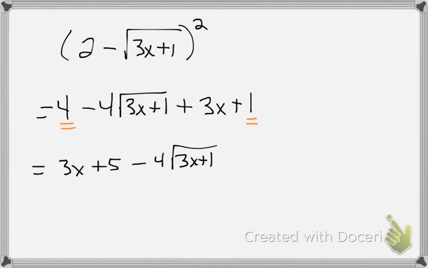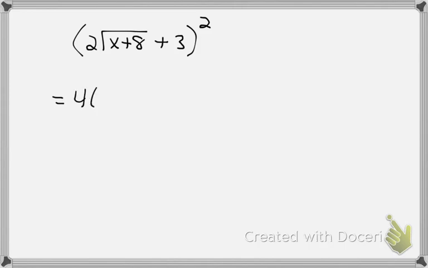Let's try one more. What if we have 2 square root of x plus 8, plus 3, all squared? 4x plus 8. All right. So when I do my a squared, the 2 is not under the radical, right? So it actually squares to 4. And the square root of x plus 8, when you square it, comes out free and clear. What's next? 12 square root of x plus 8.